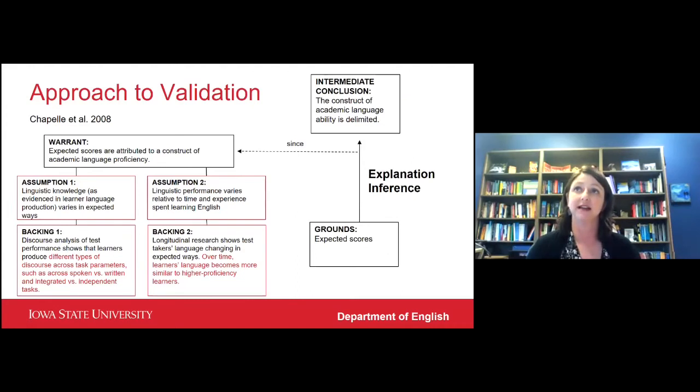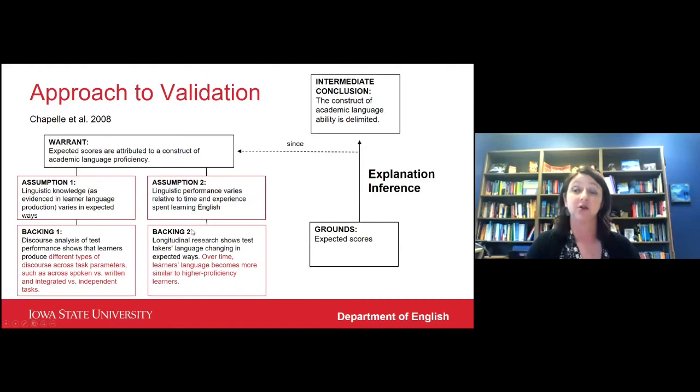So just to make it a little bit more precise, if we want to make a claim in the explanation inference within this framework, what we need to be able to show is that linguistic knowledge, as evidenced in learner language production, varies in expected ways. So our assumption is, if this test works well to capture language proficiency, that learners will vary their language, and they'll do so in expected ways. And in this particular study, because we're looking at longitudinal data, we're particularly expecting that linguistic performance will vary relative to time and experience learning English.